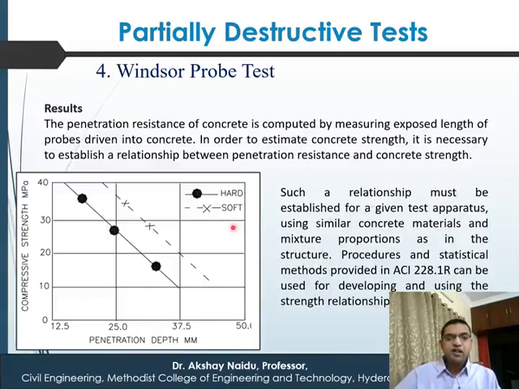And then we have results relating to penetration depth calculation. The depth of penetration, now penetration depth versus strength. So naturally, greater the penetration, lesser will be the compressive strength. So that's how a chart is made according to ACI standards, and we measure the concrete compressive strength. So Windsor probe test is also a partially destructive test, but it is superficial. All these tests have superficial damages on the surface.